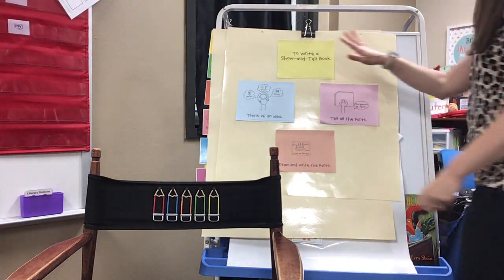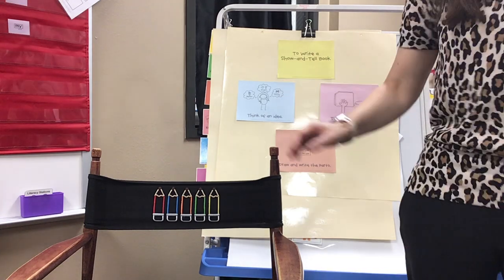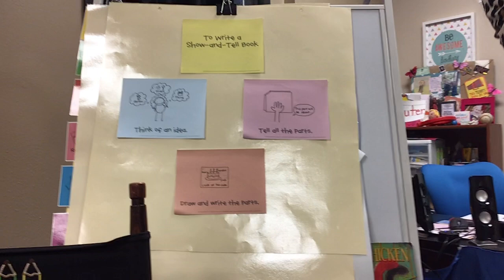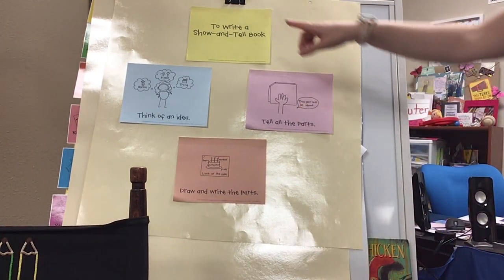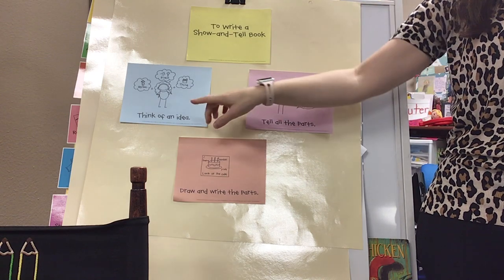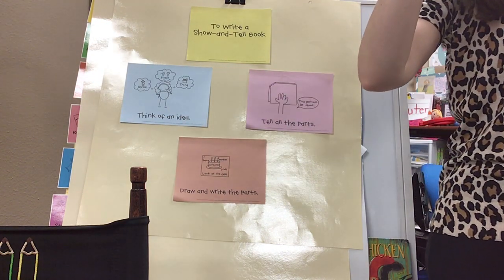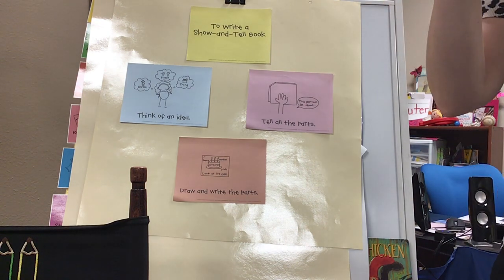So I want everyone to look at this anchor chart, and this is just ideas to help us with our writing. So let's look at this together. It says, to write a show and tell book, here are the things you need to do. Think of an idea. So our idea right now is a special place.